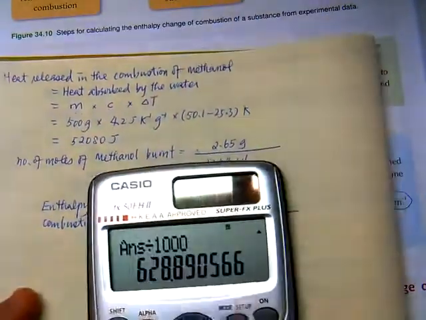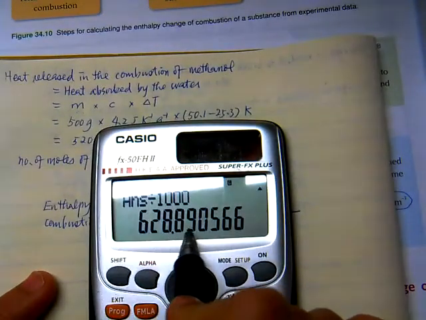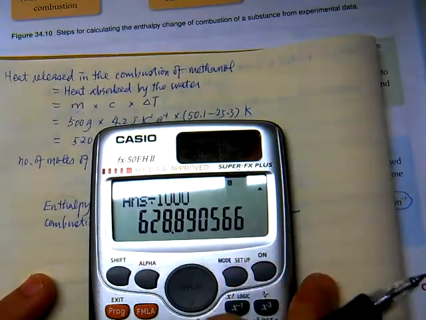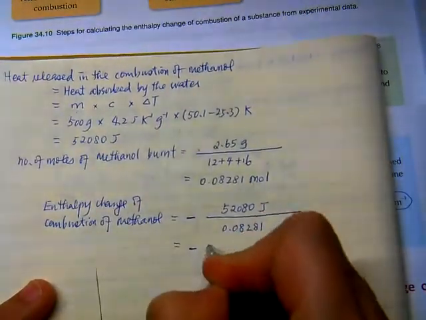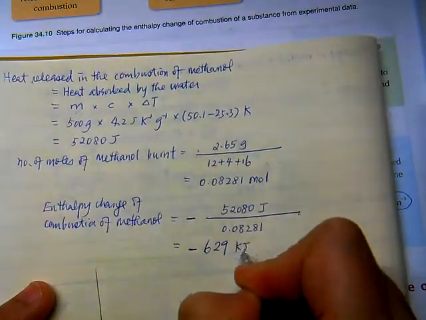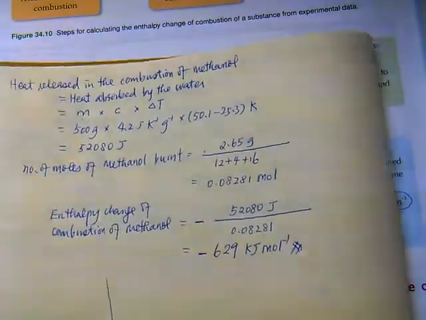629. Now, because it is a very large number, it is not necessary to take to 4 decimal places. You may round it up to integer. Negative 629 kilojoule per mole. Have you got it? Yes, that's good.